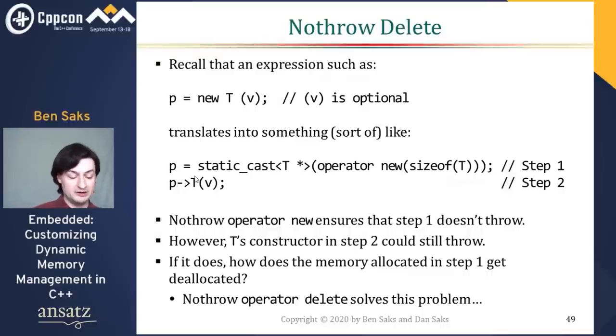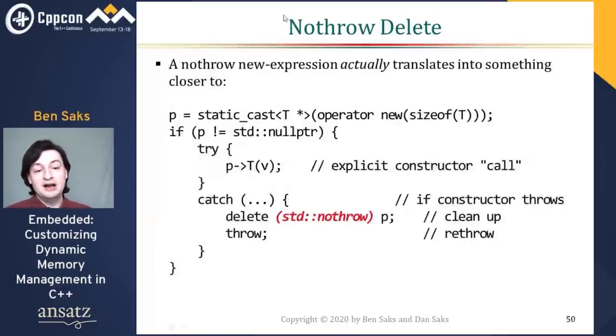This is what the no-throw operator delete is designed to solve. So a no-throw new expression, if you really look into it, would translate into something that looked like this. First, call operator new. Check to see if we got back a null pointer. If so, the allocation failed, we're done. Otherwise, go ahead, try and call the constructor on that object. If we fail by throwing an exception, catch that exception, delete the memory that was allocated up here, and then rethrow. So there is this intermediate step where the compiler takes care of making sure that in the event of no-throw new being used, even if an exception is thrown elsewhere, it'll still be cleaned up automatically.